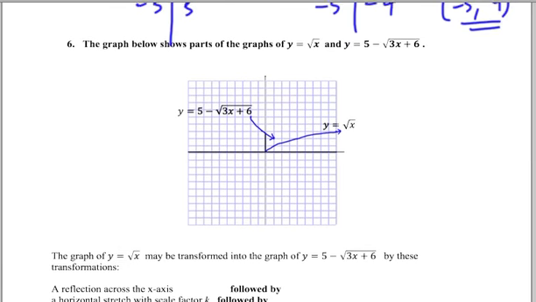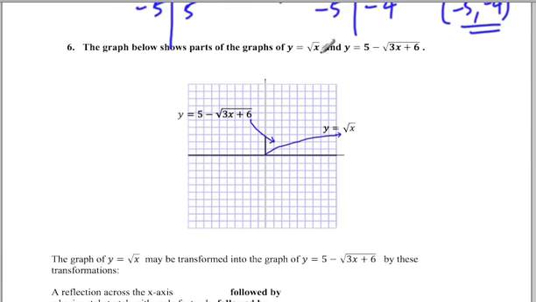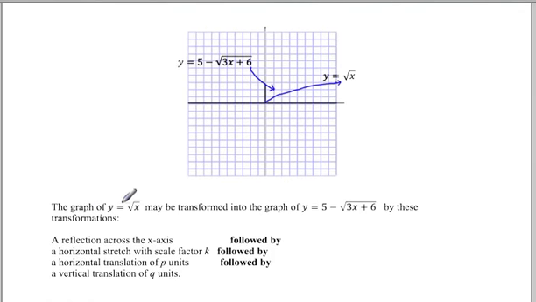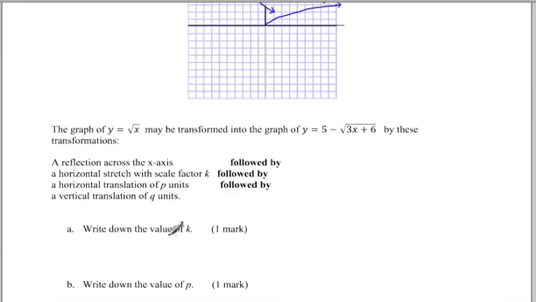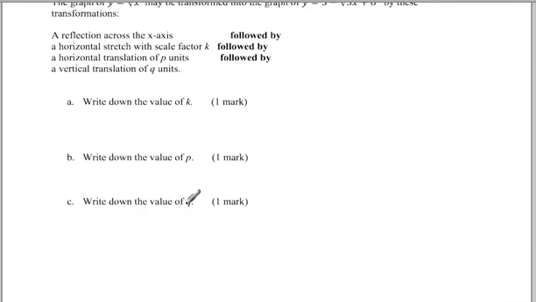Okay, let's do number 6. The graph below shows parts of the graph of y equals root of x and that. And if we read the question, the graph of y equals square root of x may be transformed into this graph. So in other words, we're going from this graph here to that graph there by these transformations. There's a reflection across the x-axis, a horizontal stretch of scale factor k, a horizontal translation of p, and a vertical translation of q. And the question basically asks to find what are k, p, and q.